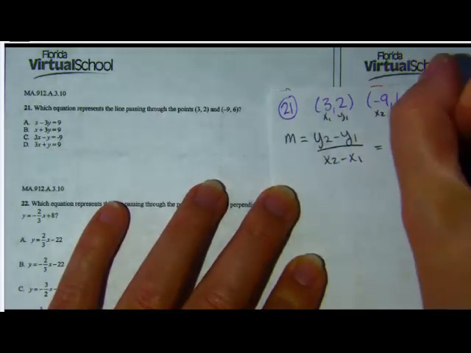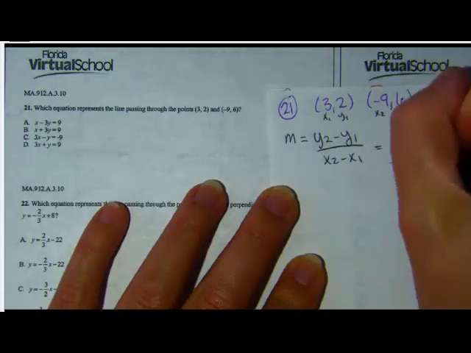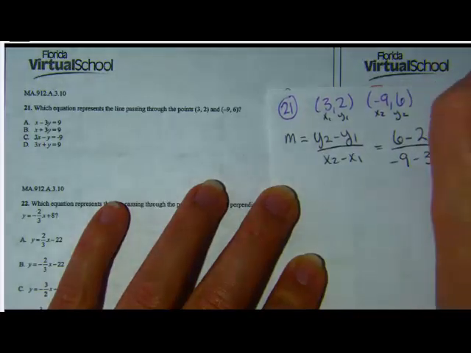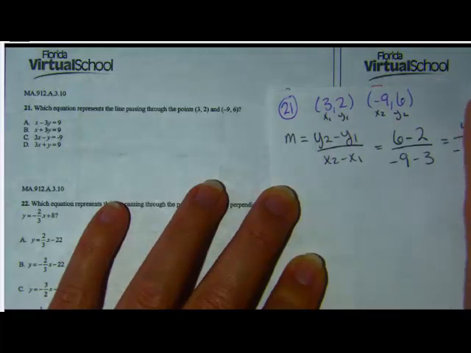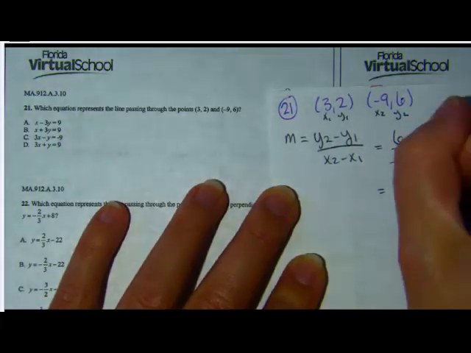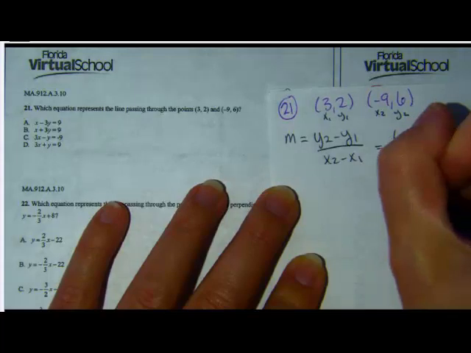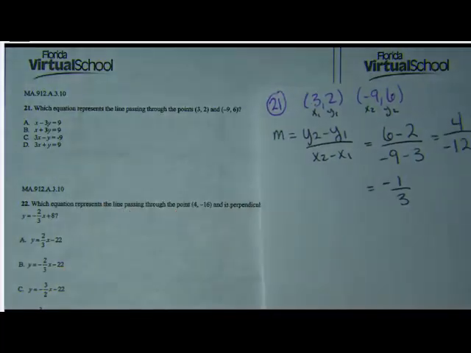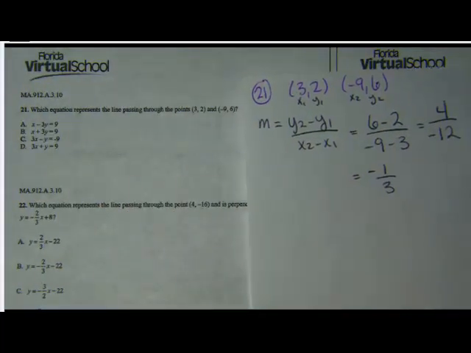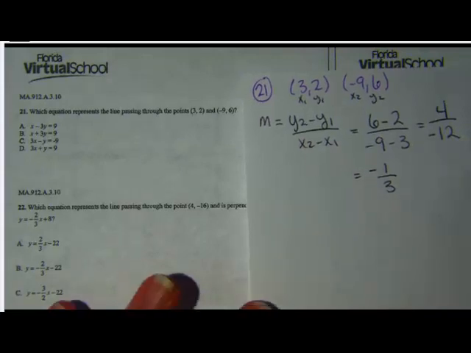So I plug those in. I have 6 minus 2 over -9 minus 3. 6 minus 2 is 4. -9 minus 3 is -12. And that reduces to -1/3. So far, okay? So my slope is going to be -1/3.